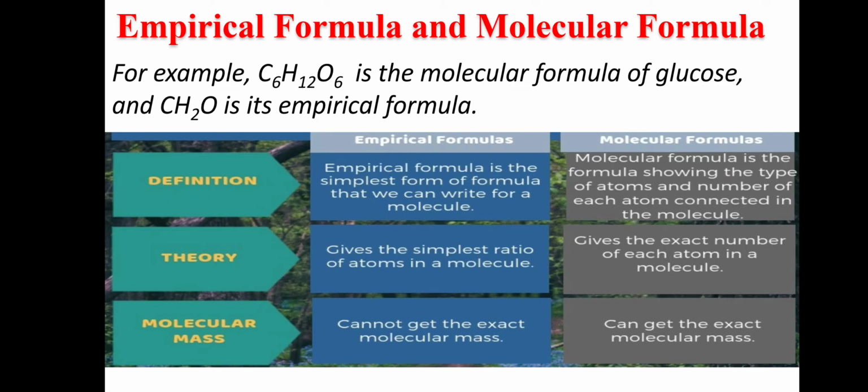Simple. So, as per the definition, the empirical formula is the simplest form of the formula that we can write for a molecule, as in the case of glucose, whose simplest formula is CH2O. But the molecular formula is the formula showing the type of atoms and the number of each atom connected in the molecule.